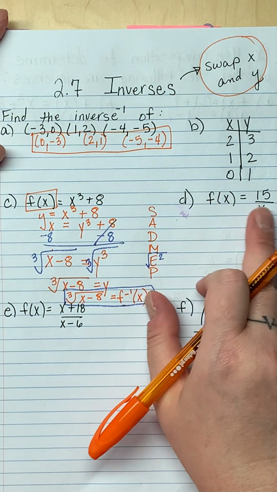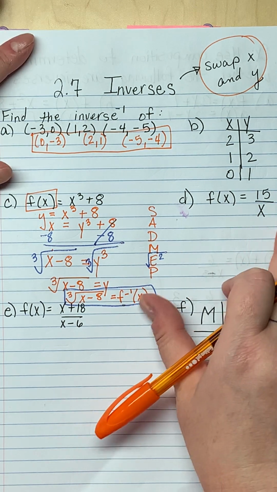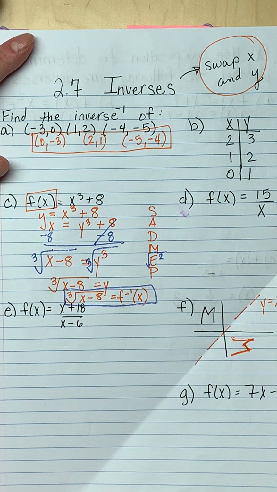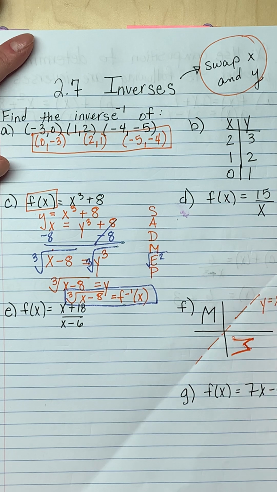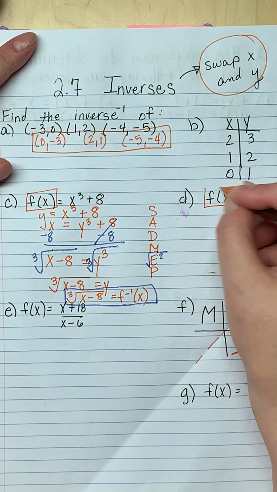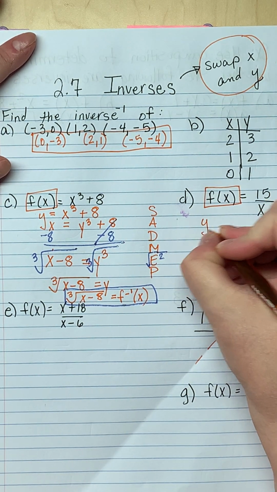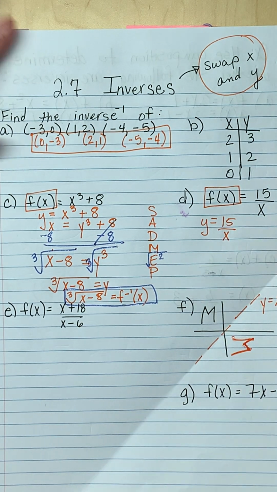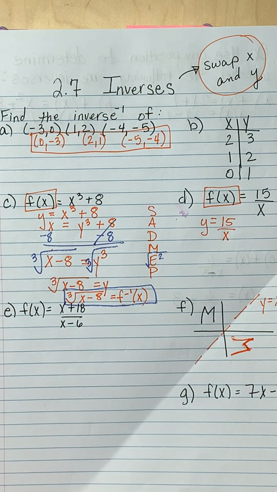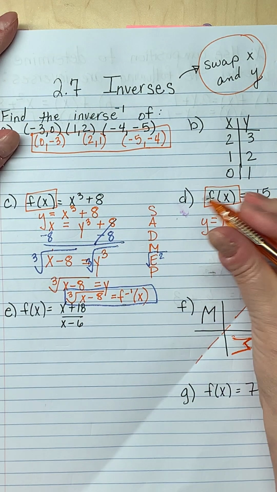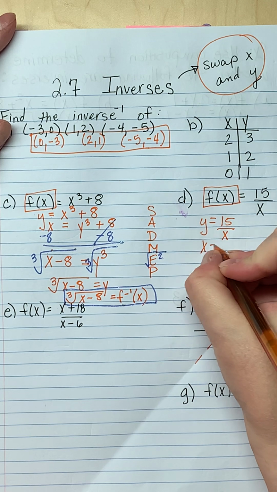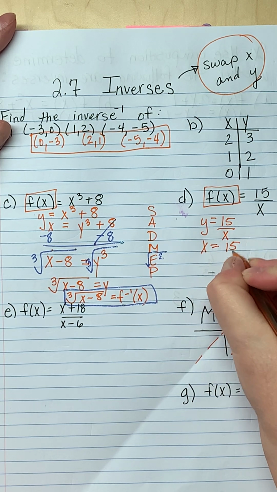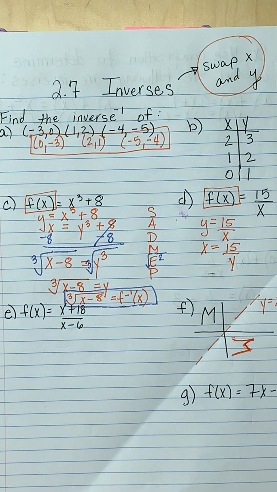Okay, let's look at part D. This says f of x equals 15 over x, and x is not equal to who? Well first, we change this f of x to the letter y. So y equals 15 over x. I have not done anything different. Now we do the inverse part. So the inverse is swapping your x and your y. So now we're going to have x equals 15 over y.